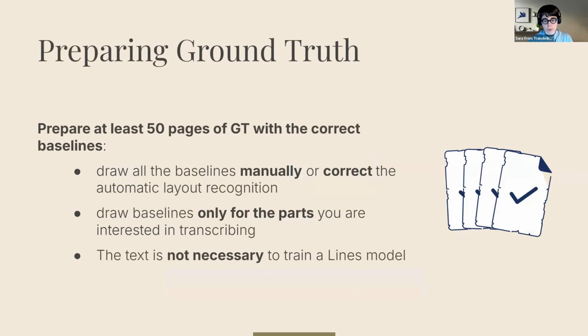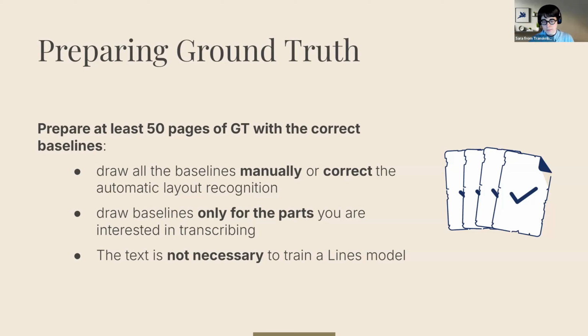For the approach to create your ground truth, you can draw all the baselines manually or correct the automatic layout recognition. There isn't any difference in which approach you decide to take. Choose the one that is less time consuming. As I've shown you before, you can draw the baselines only for the parts that you are interested in transcribing, but you also need to keep in mind that the baseline model is just looking at the layout. So it's not reading the content of your text.